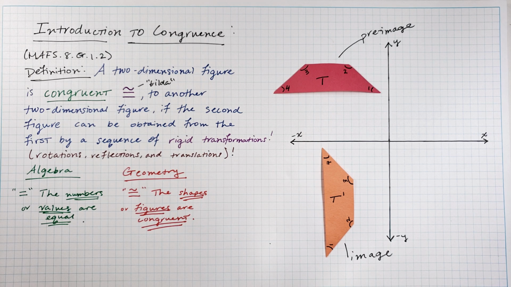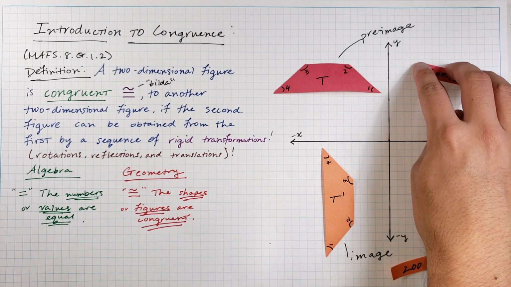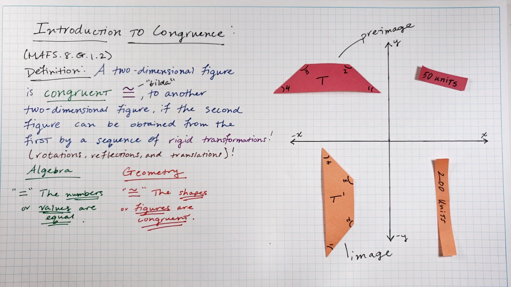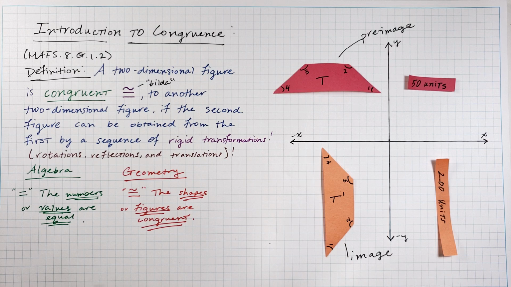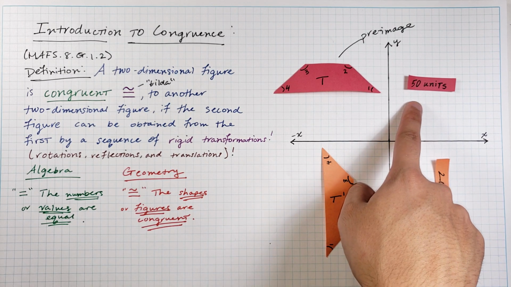As you can see, it's pretty straightforward. All you have to do is see if you can rotate, reflect, or translate to get there. Maybe we'll talk about these line segments real quick. Maybe we'll look at something that's not congruent. Is there a way to turn this 50 units into this 200 units? No, because no matter what we do, remember from the introduction to rigid transformations, you can't change the length.